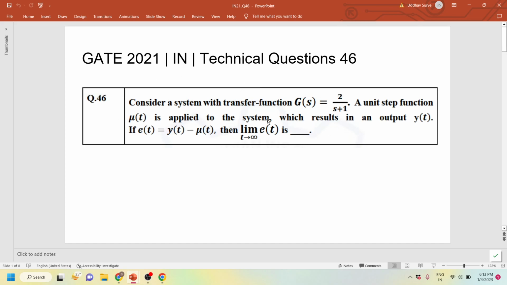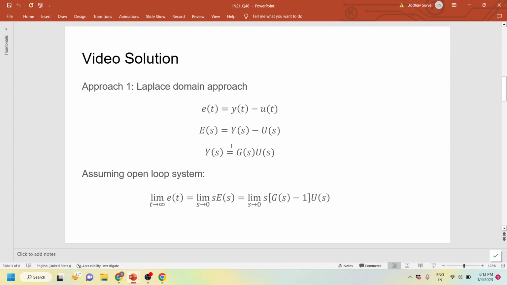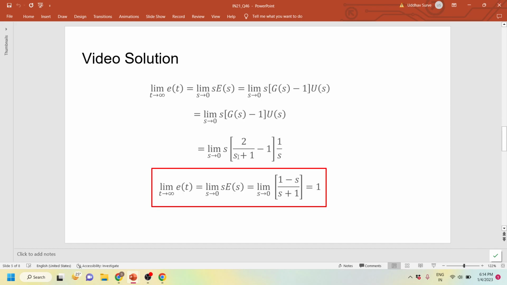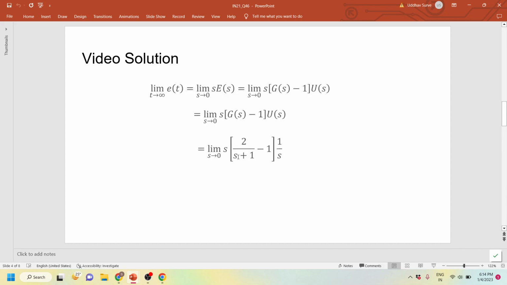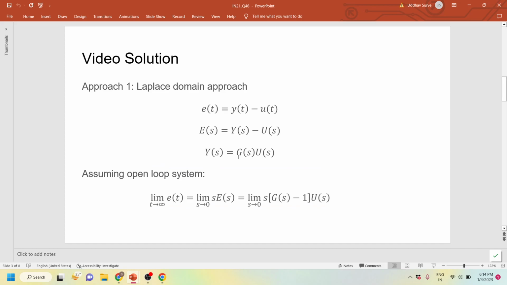However, nothing is mentioned about open loop or closed loop, so you can go with open loop for now. But if it was explicitly mentioned as closed loop, then instead of this g of s here, you should have taken g upon 1 plus g. However, both approaches remain the same, and you can apply the same principles and solve the question for any other variation of this question. So any doubts in this question?